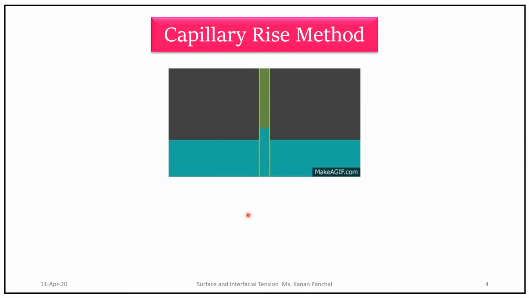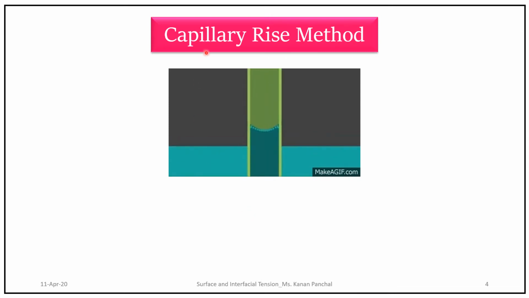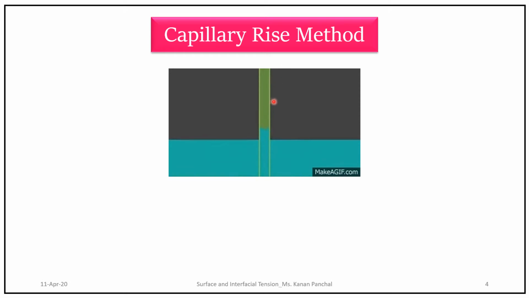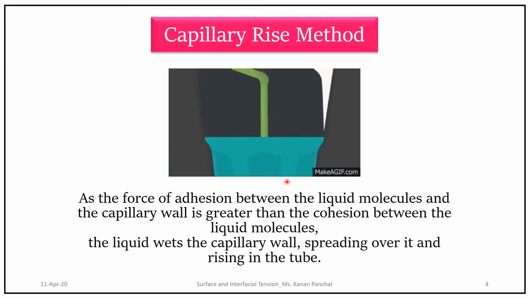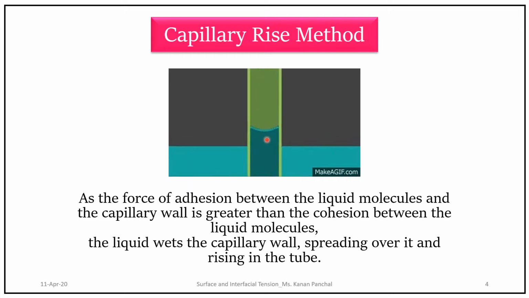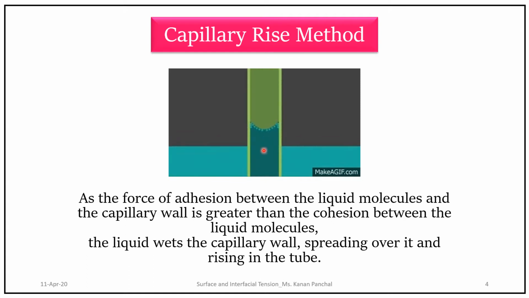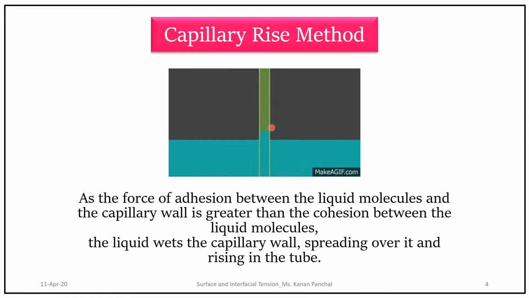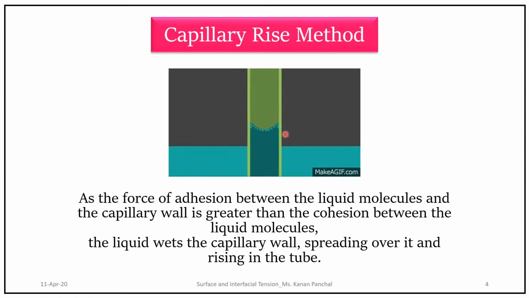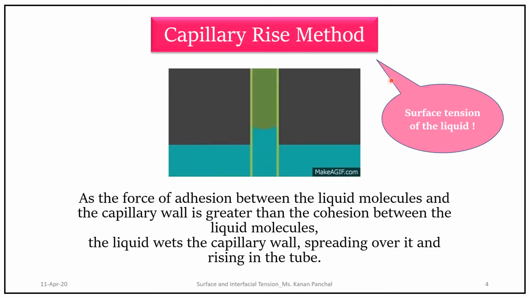So, have you ever observed how your cold drink rises up the straw you use to drink? That is nothing but because of the capillary rise phenomenon. The straw here acts as a capillary. This happens because the force of adhesion between the liquid and the capillary wall is greater than the cohesive force between the liquid molecules. Because of this greater adhesion, the liquid is able to wet the walls of the capillary and spread over it, thus rising up in the tube. Now, this method only tells us about the surface tension. It does not deal with the interfacial tension between the wall of the capillary and the liquid inside.